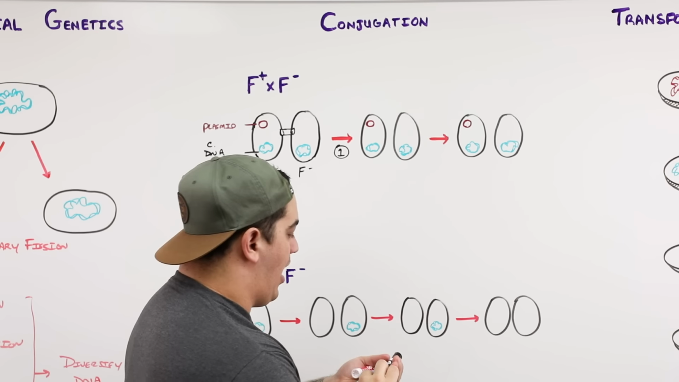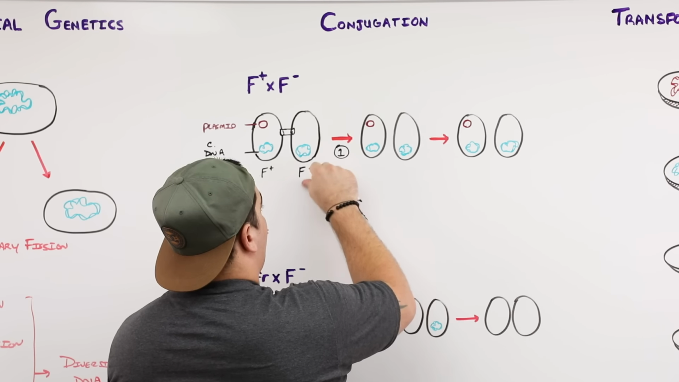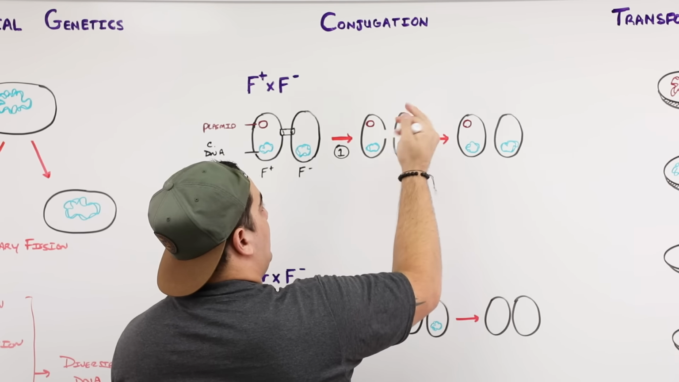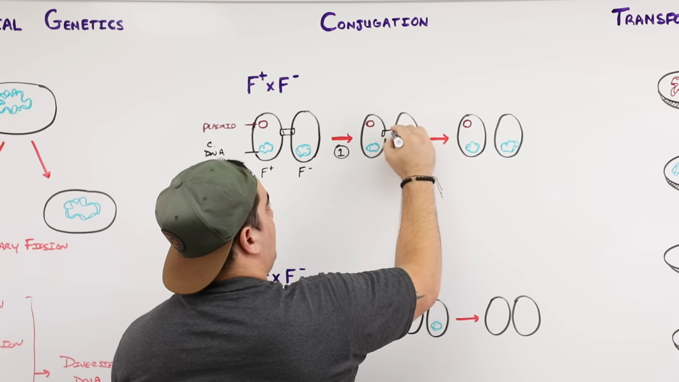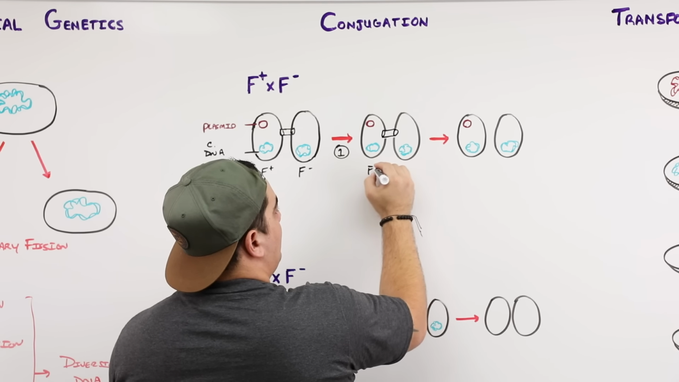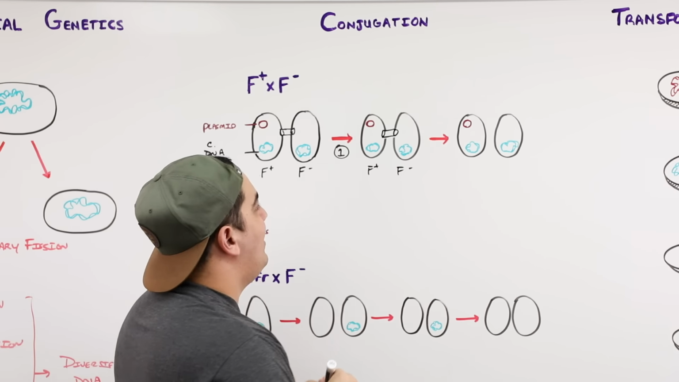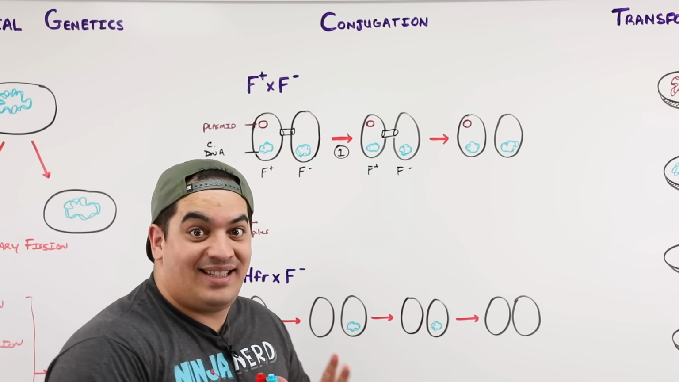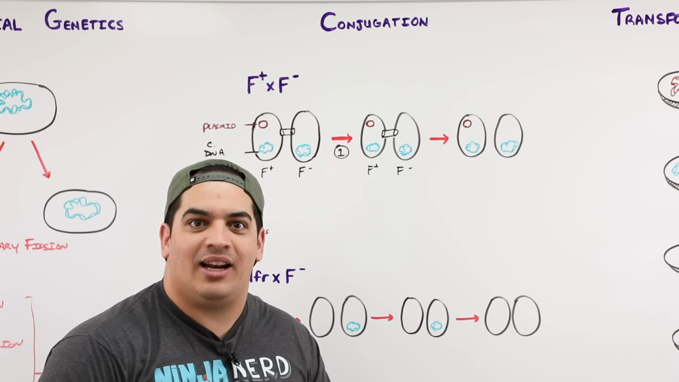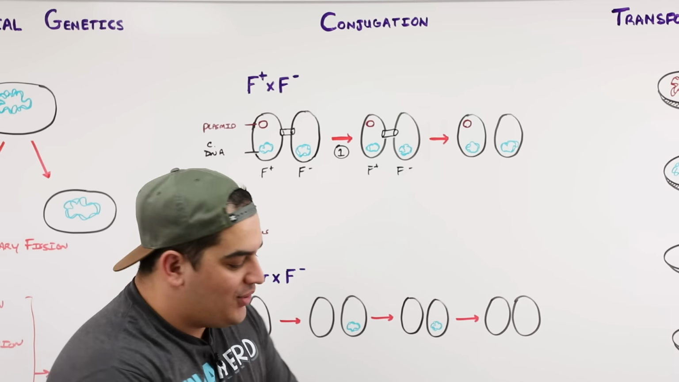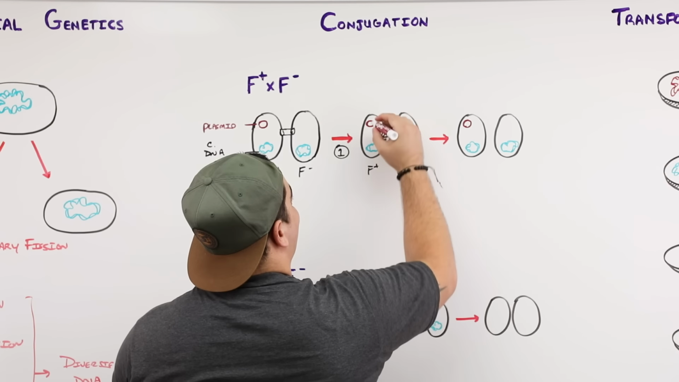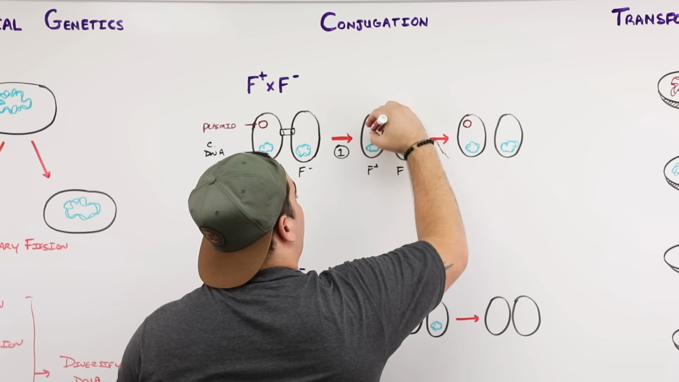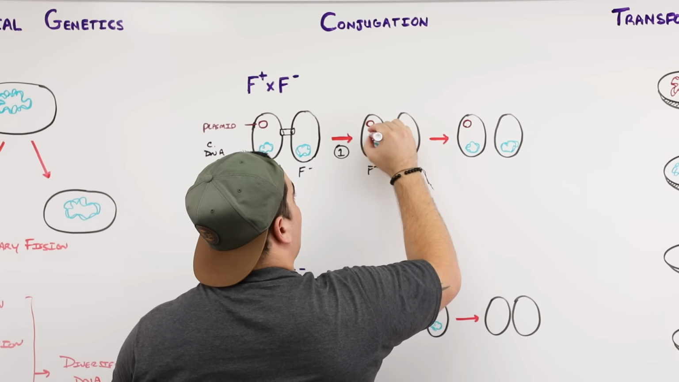The second step now is we should still have this pilus here that's connecting the F positive cell and the F negative cell, right? That should still be here. Here's our F positive cell, here's our F negative cell. Now, what's really interesting is that this plasmid, it's DNA. What can you do with DNA to make more DNA? You can replicate it. So what that actual F positive cell does is it replicates and makes another plasmid.